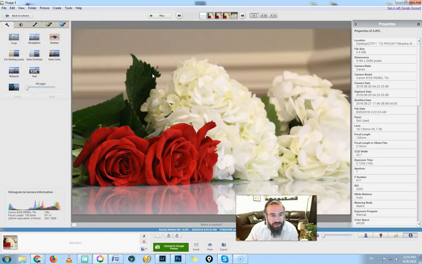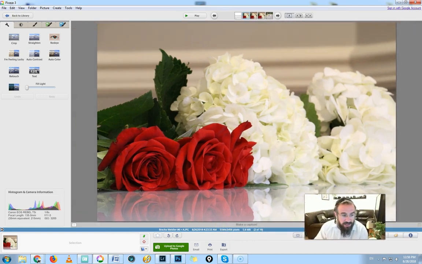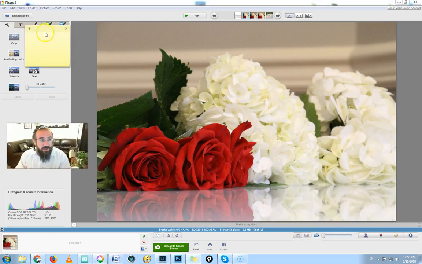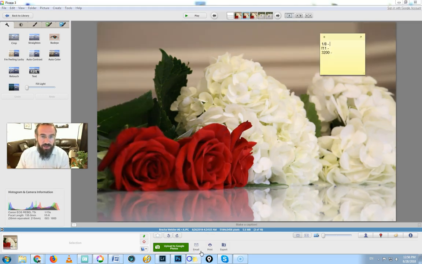Okay, let's jump in. So this is looking good. This is looking very good. Let's work this out the way we always work this out. So open up a little pad over here, and now we're going to write down. So this is a 1/8 of a second at f11 at 3200 ISO.